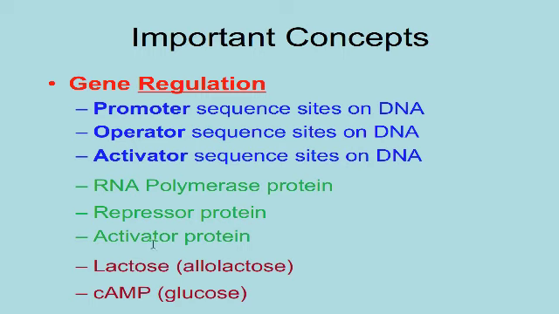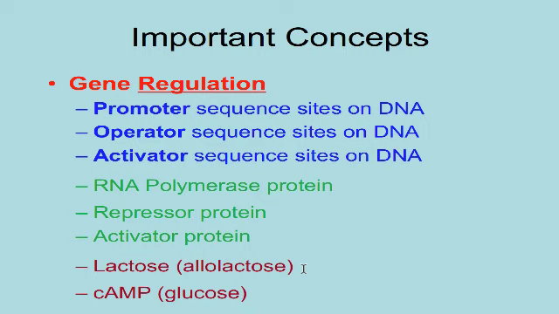And then finally, we have the activator protein. An activator protein is a positive effect protein. It binds to the DNA and encourages the recruitment of RNA polymerase to the site of the promoter. Lastly, we have some important molecules which make some important decisions as how and when to activate these genes.